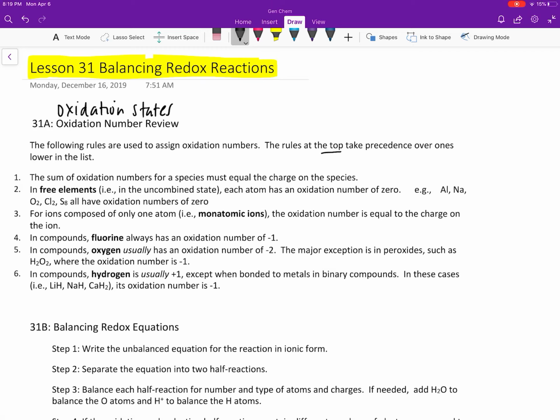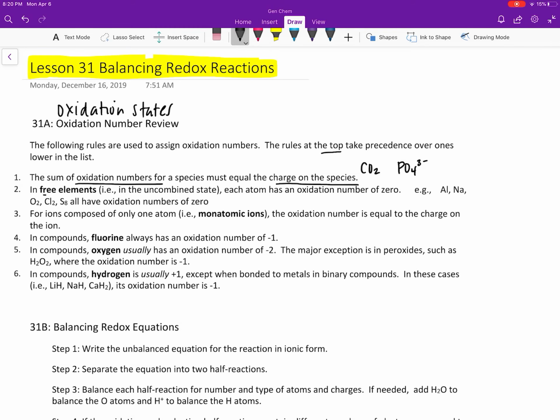So the first thing is that the sum of all the oxidation states for the individual species in the compound must equal the overall charge on the species. So CO2 is a neutral molecule. Its overall charge is 0. Phosphate, on the other hand, is not a neutral molecule. It is a polyatomic ion with an overall charge of 3 minus. Okay, so that's what this rule right here pertains to.